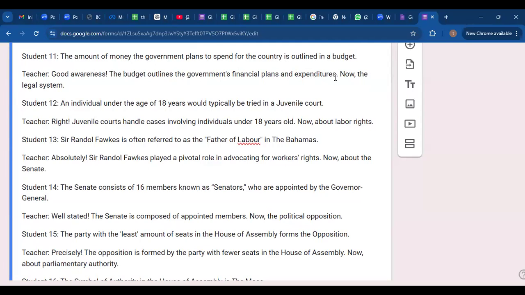Expenditures. Now the legal system. An individual under the age of 18 years would typically be tried in a juvenile court. Right. Juvenile courts handle cases involving individuals under 18 years old.